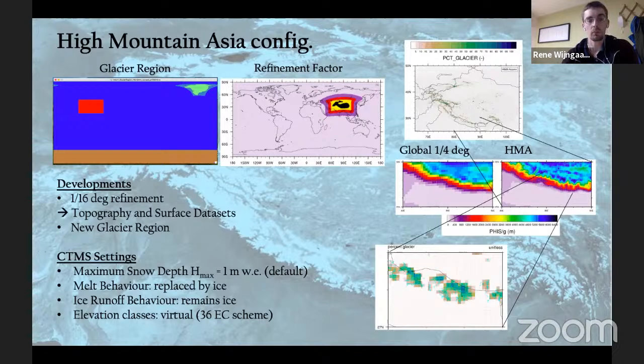And further, we apply a virtual elevation class scheme with 36 elevation classes. And we decided to lower the maximum snow depth back to the default value because 1 meter, at that time, was considered to be a better value for high mountain Asia instead of the 10 meter.